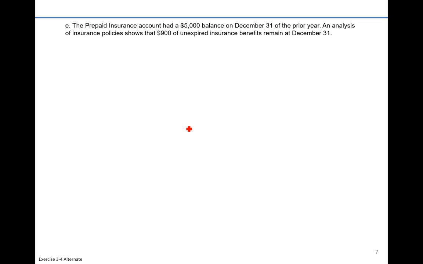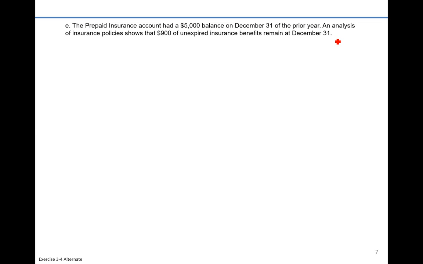The prepaid insurance account had a balance of $5,000 on December 31st of the prior year. So remember, last year's ending balance becomes this year's starting balance. An analysis of insurance policies shows that 900 of unexpired insurance benefits still remains at December 31st of the current year. And they don't say the current year, but that's certainly what's implied.